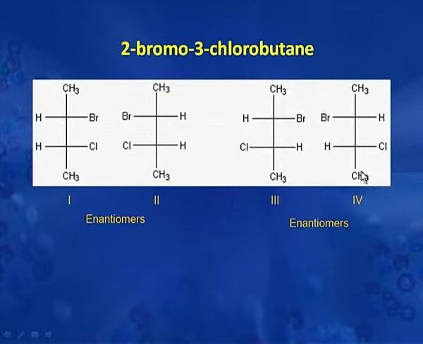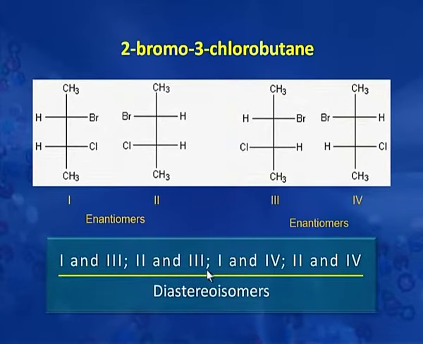Now all these 4 isomers are of the same compound, 2-bromo-3-chlorobutane. We have shown a relation between 1 and 2 as enantiomers, similarly between 3 and 4 as enantiomers. But what is the relation between 1 and 3 or 2 and 3? Similarly, 1 and 4 or 2 and 4? They are also isomers of the same compound. So these isomers have been given the name diastereoisomers.